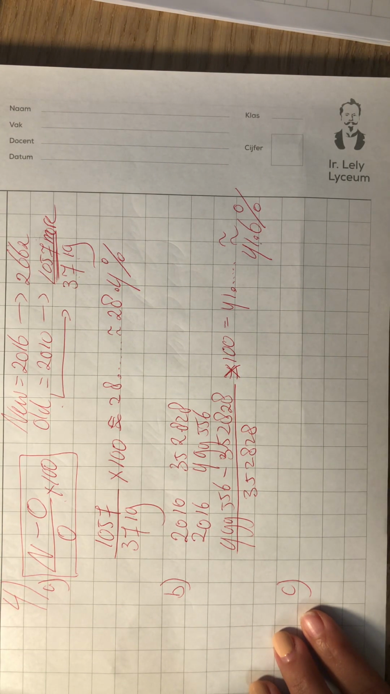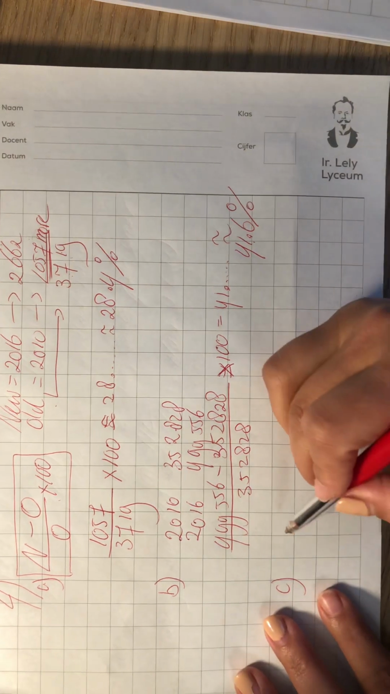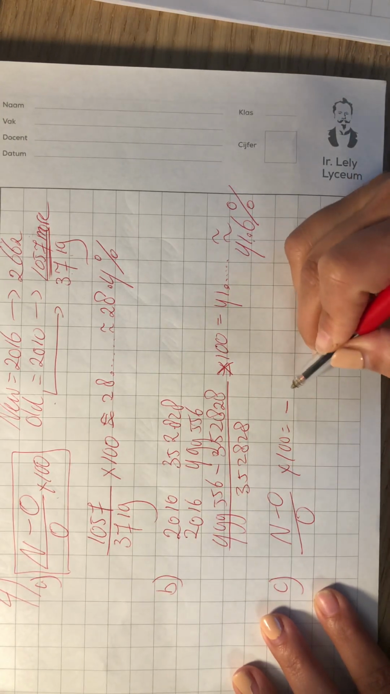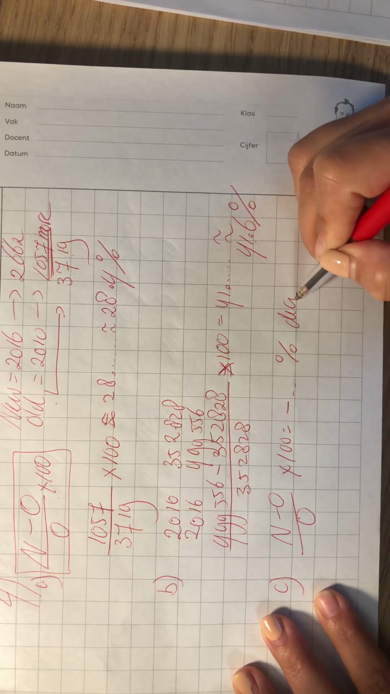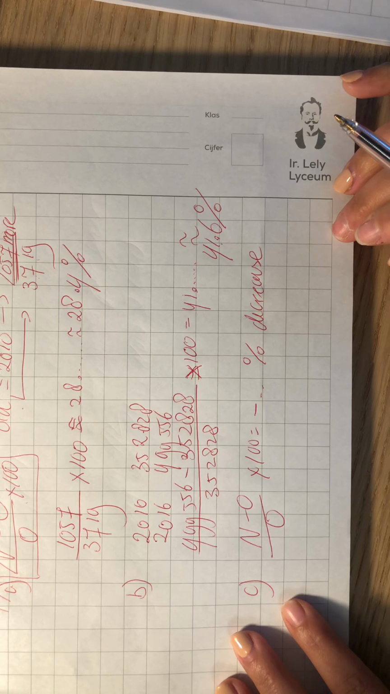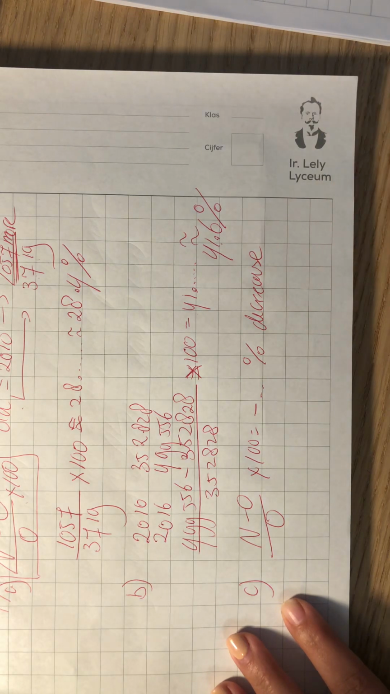Now, in question C, they already tell you there were fewer goats than sheep that year. So you already know new minus old divided by old times 100 has to be a negative percentage. That's how you can get a decrease. So try this one on your own. You see that in 2016, there were a total of 783,906 sheep in the Netherlands. So there were fewer goats than sheep that year.